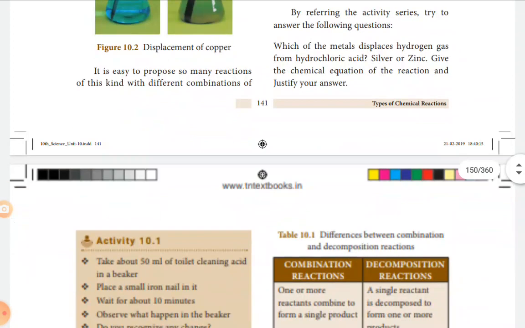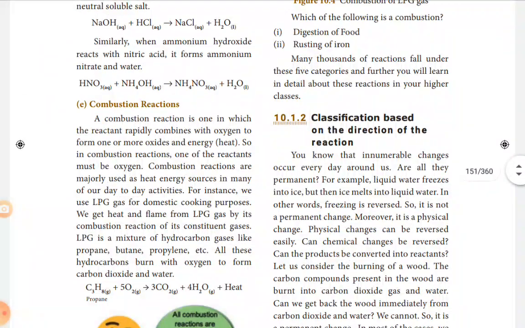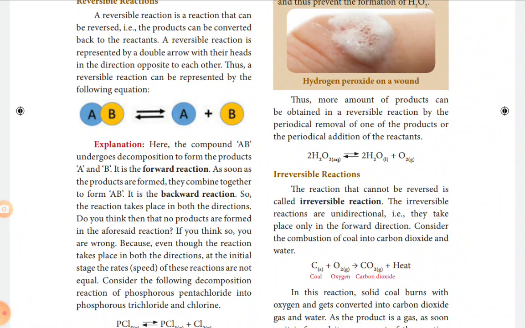Then the irreversible reaction is a reaction that cannot be reversed. Normally the combustion, the burning reactions, the burning processes, and this type of reactions will not be reversed again, because the product will not recombine to give the reactant.